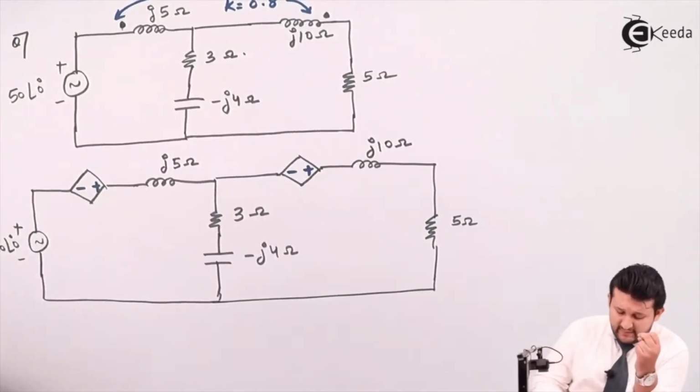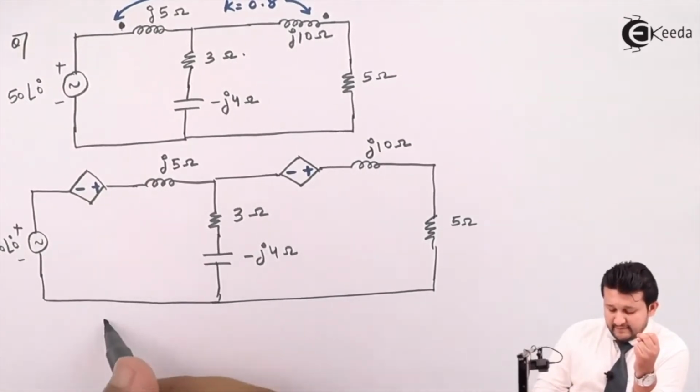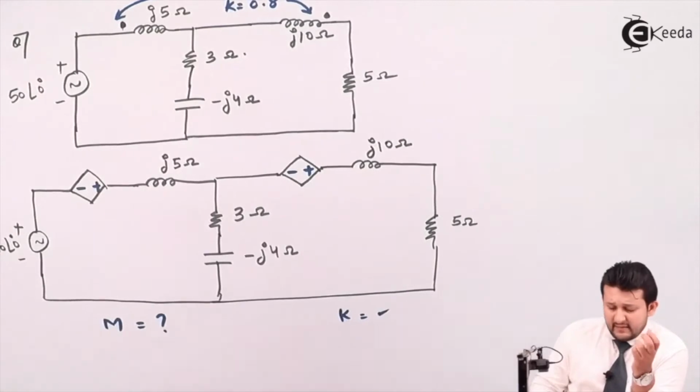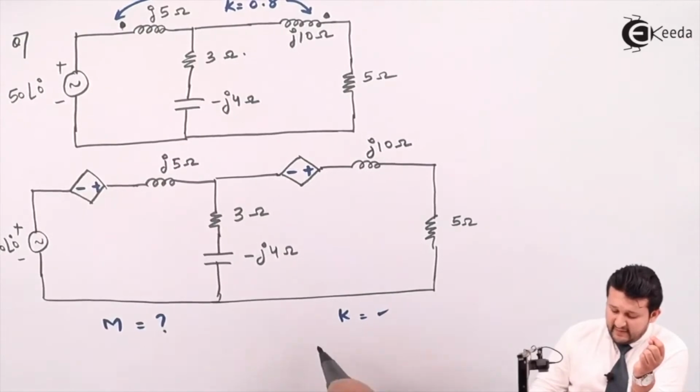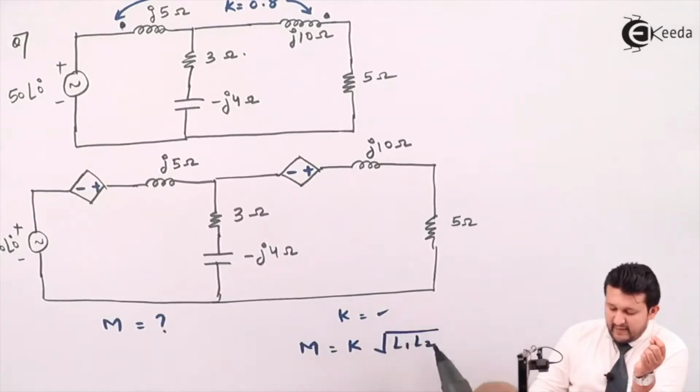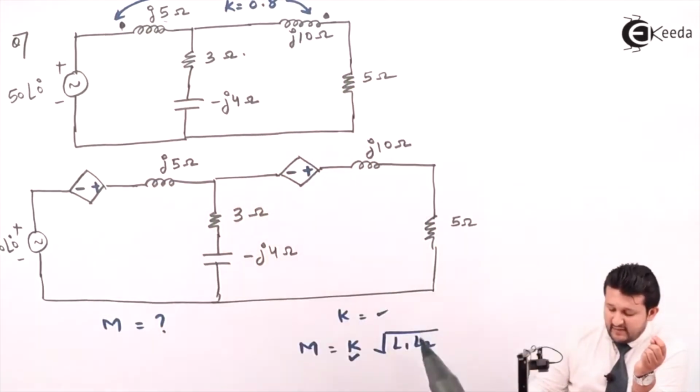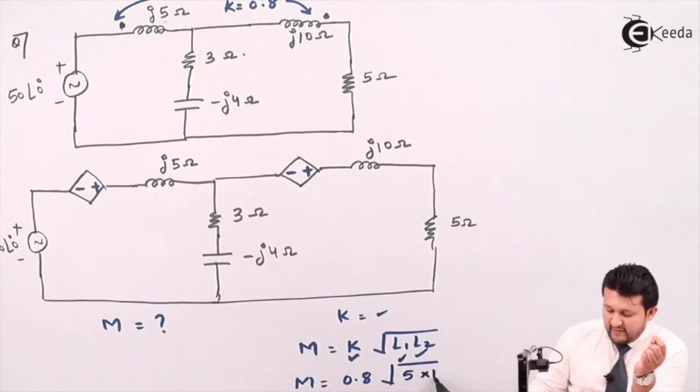Either the value will be given in terms of M, so you can directly use it. Or the value will be given in terms of K. Since in this case the value is given as K, you need to find the value of M. When it is given in K, the value M is equal to K under root L1 L2. You have the value for K, you have the value for inductor L1, that is 5, and the value for inductor L2, that is 10. So put the values, you will get M, that is K will be 0.8 under root, 5 into 10.